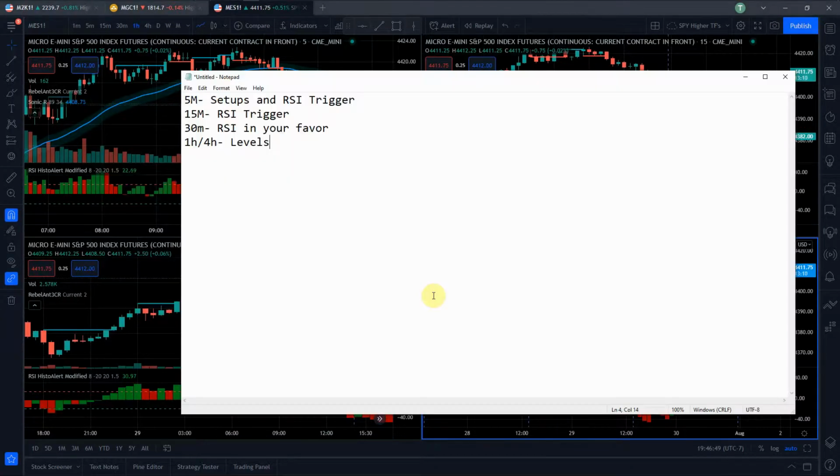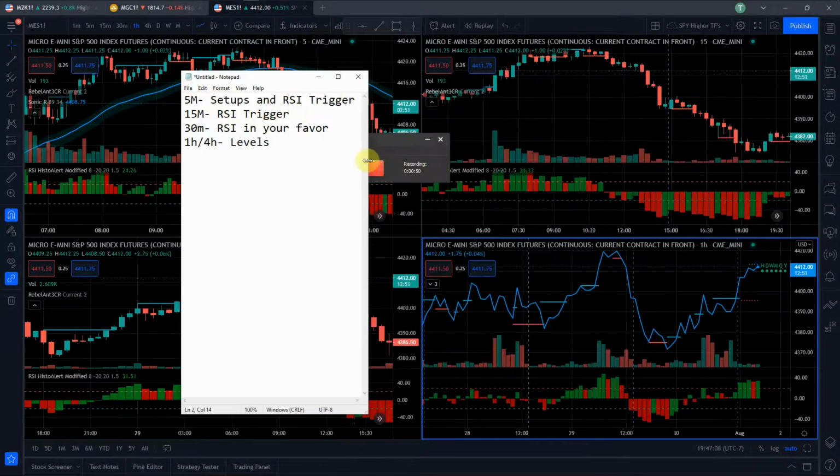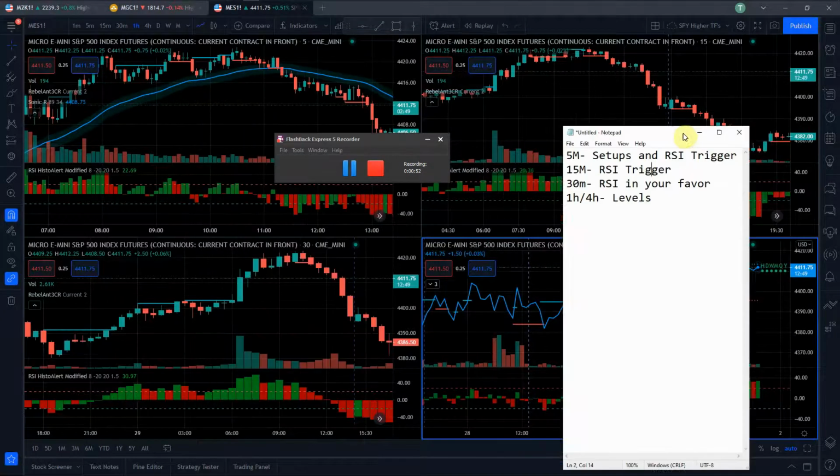So I got a couple notes here. Nothing major, but I wanted to go over essentially what I'm looking for in each time frame and how to go from one to the next and how to use it. So without further ado, let's get right into it. Let's keep this up right over here.